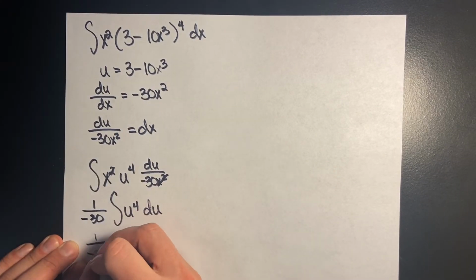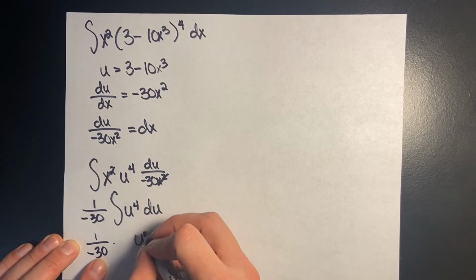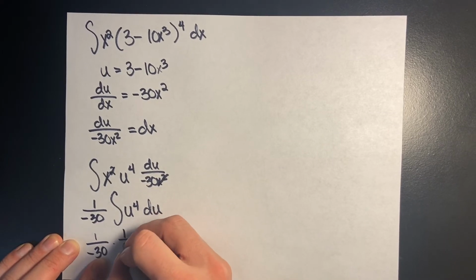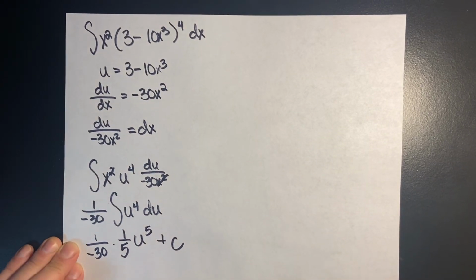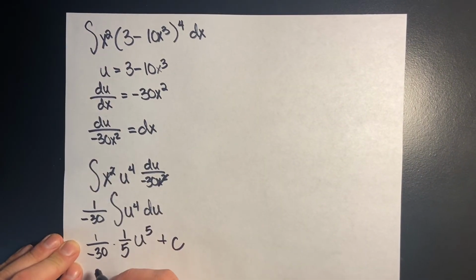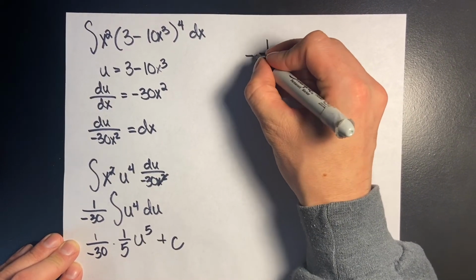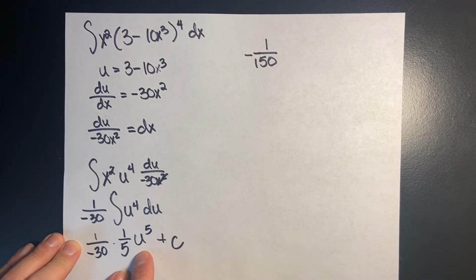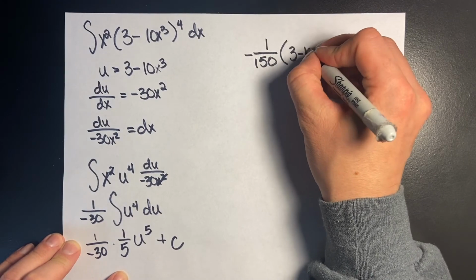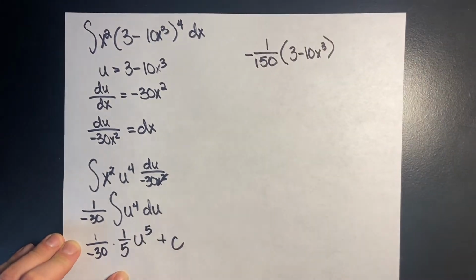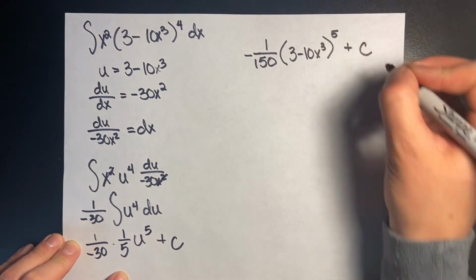So 1 over negative 30, the integral of u to the 4th is add 1 to the 4 and make it 1/5 out front. And don't forget your plus c. Negative 1/30th times 1/5 is negative 1/150th. U was that guy, so let's bring it back in parentheses. 3 minus 10x cubed to the 5th plus c.